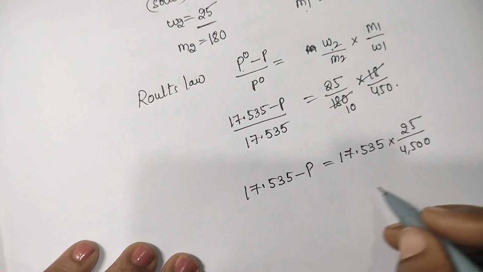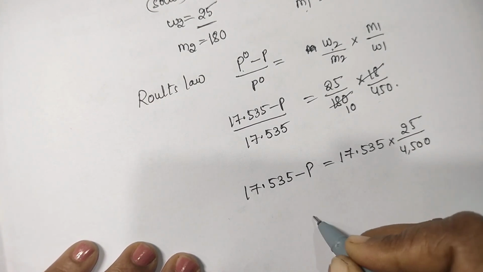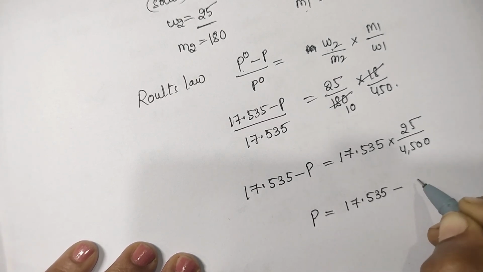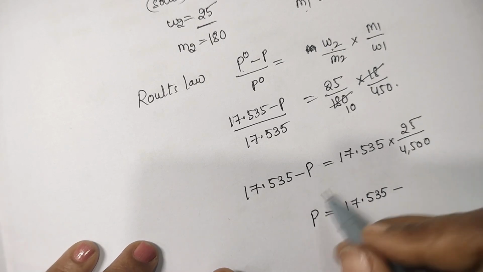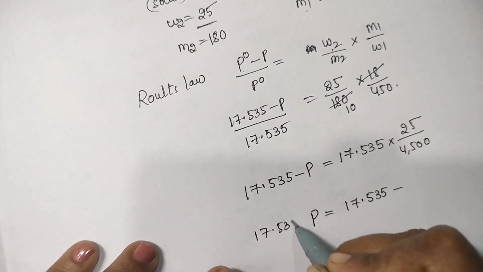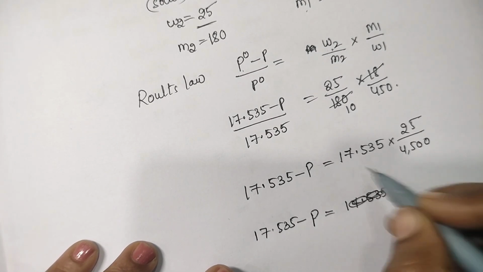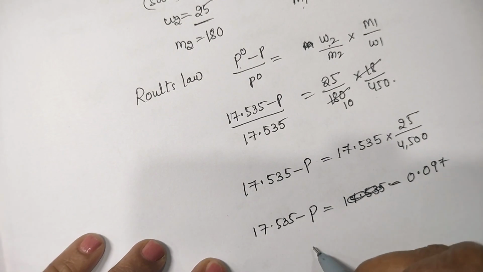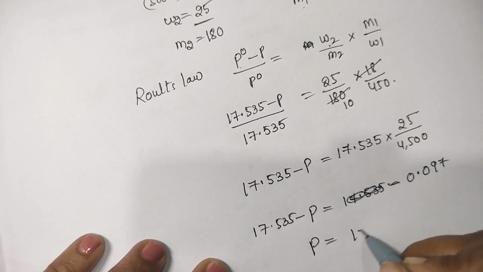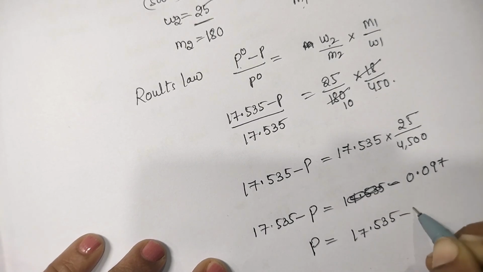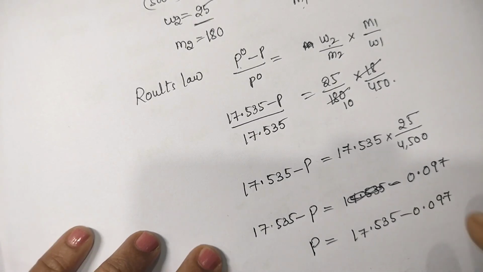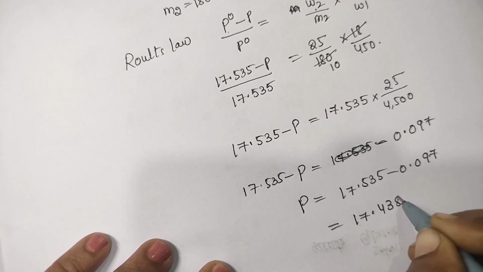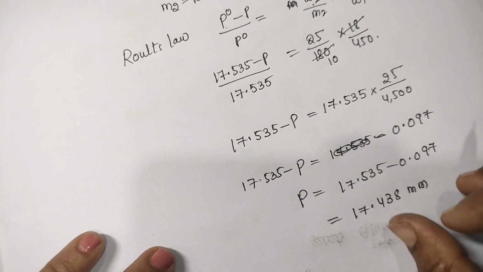If we solve this problem, that means P is equal to 17.535 minus, so 17.535 minus P. If we solve this total problem, we can get 0.097. So now P is equal to 17.535 minus 0.097. So that is equal to 17.438 mm.